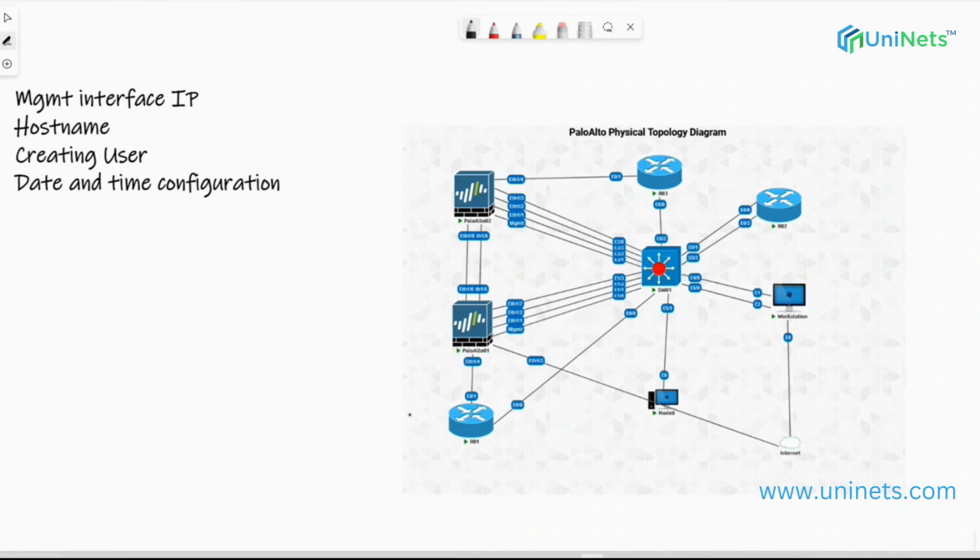Okay, so I'm just going to do the basic configuration. In this lab, what basic configuration are we going to perform? First of all, I would assign an IP to this management interface. I'm just going to tell you what subnet we are going to use. For management, we are going to use this subnet, 10.0.0.0/24. So this is my first firewall.